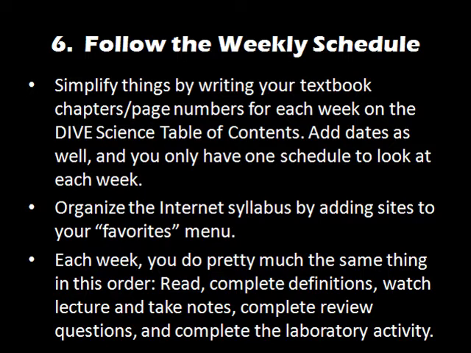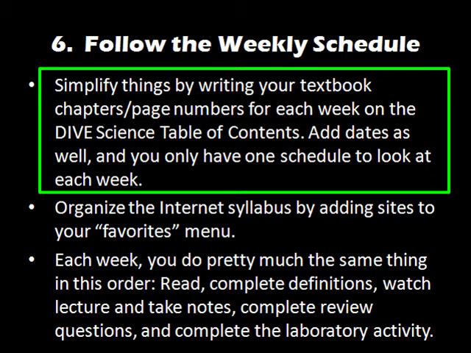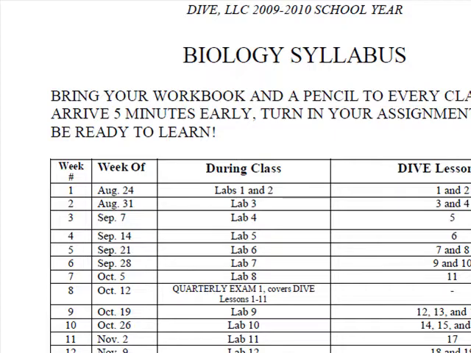Step 6, follow the weekly schedule. Dive Science has things broken up into weeks, and one way you can simplify things is by writing your textbook chapters or page numbers for each week on the Dive Science table of contents. If you're doing a co-op class, just use the syllabus that's been provided to you, and you can write your chapter number over here and then just start writing in the chapters next to that. If your book also needs to be supplemented with the internet, you can just write I for internet, and you'll know you need to open your internet syllabus and click on those websites.